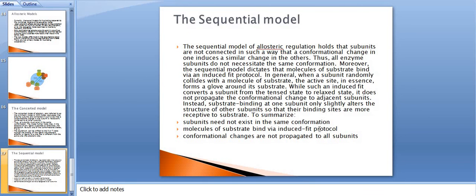Okay, next, the sequential model of allosteric regulation holds that subunits are not connected in such a way that a conformational change in one induces a similar change in the others. Thus all enzyme subunits do not necessitate the same conformation.